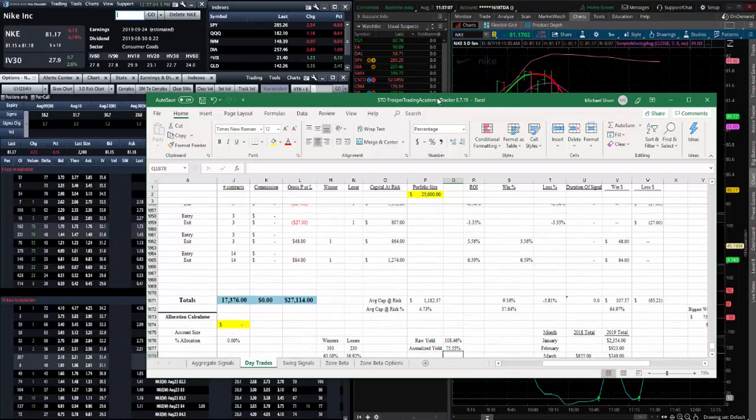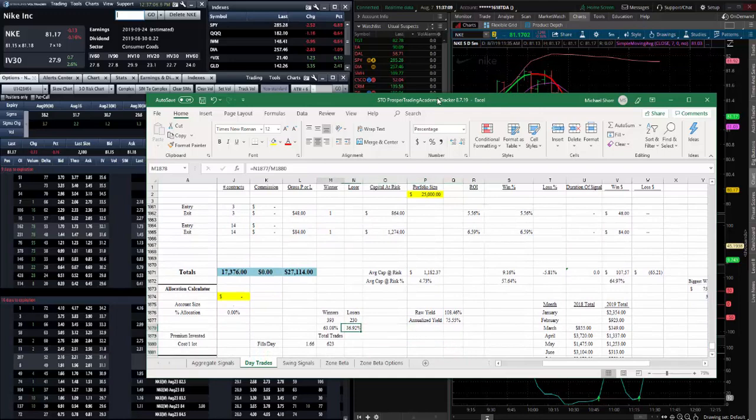And that's down here. So just for the day trades, we've done a total of 623 trades since we started this in March of 2018. We've had 393 winners. We have 230 losers. So that's a 63-37 win-loss ratio. Very, very happy with that.